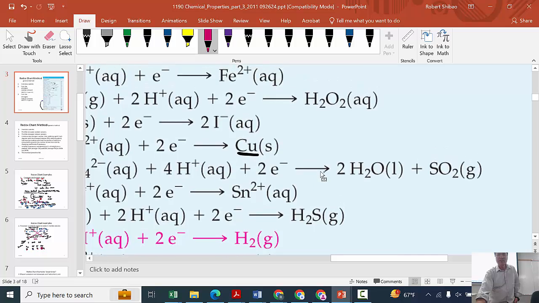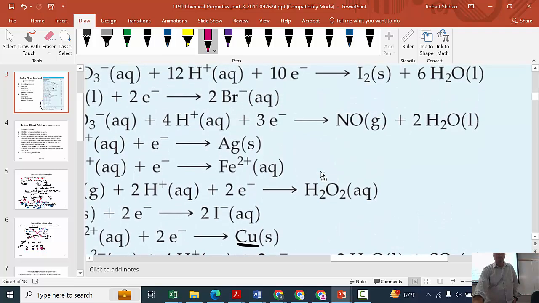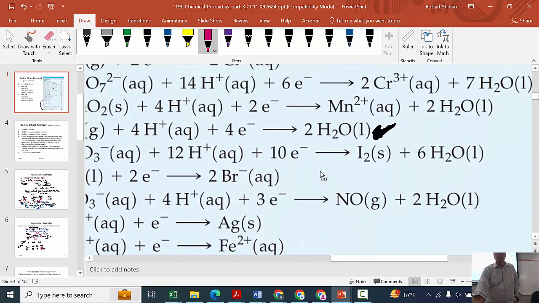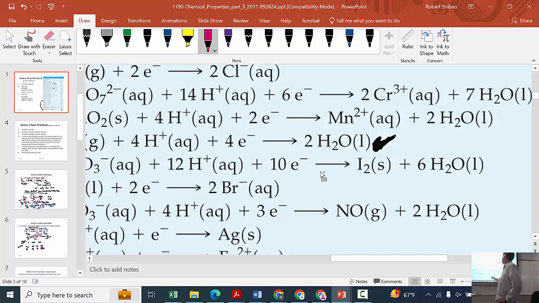So let's scroll up here. Here I have water, but I can't use this water because I don't have any sulfur dioxide. So I'll scroll up some more. Here I have water, but no nitric oxide, water, but no iodine. Here I have water. And so water is a better reducing agent than chloride. Chloride's the worst of these three.